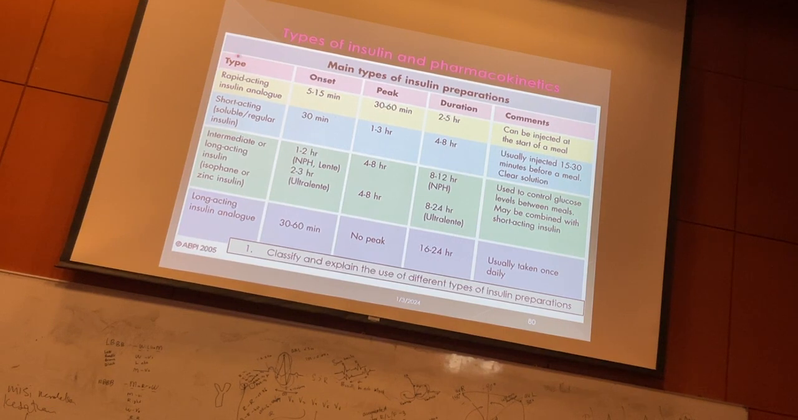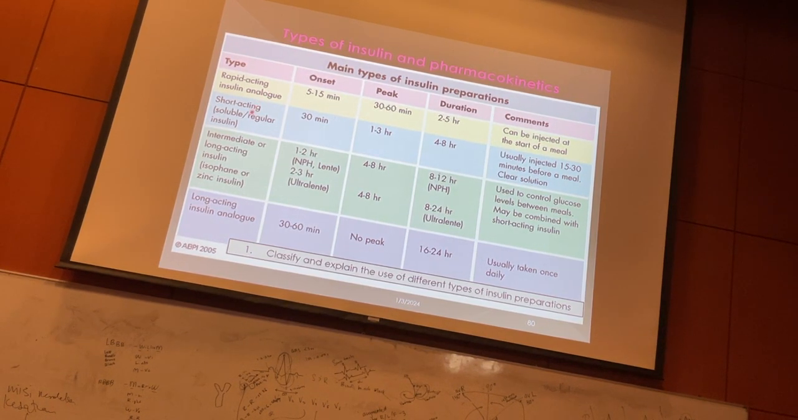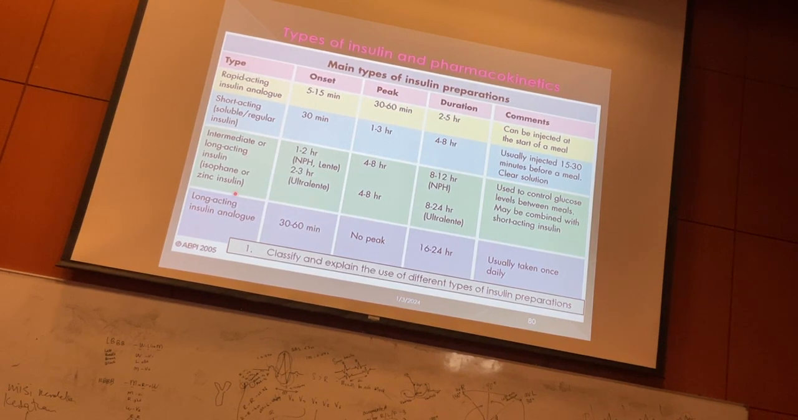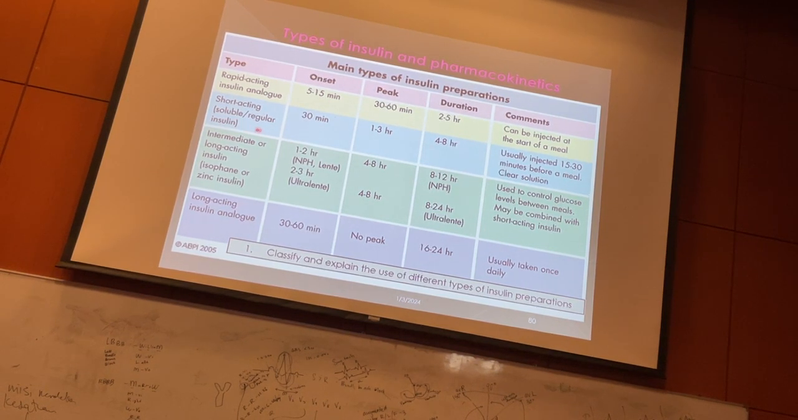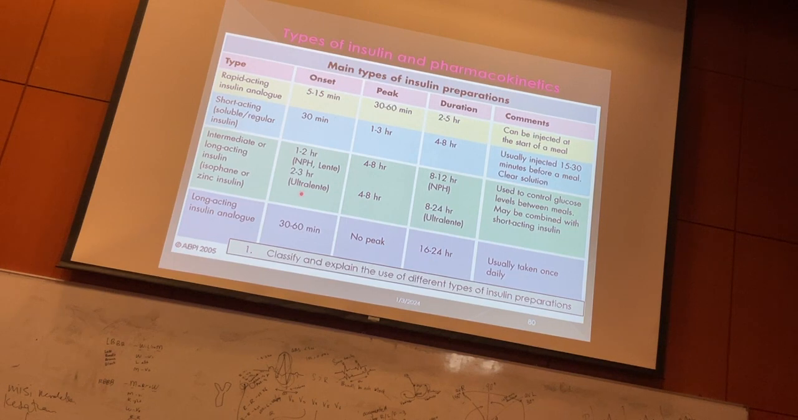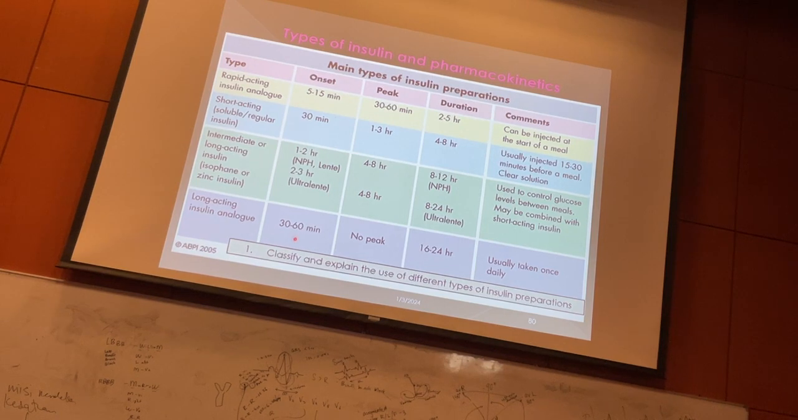So the types of insulin ada 4. Rapid acting insulin, short acting insulin, intermediate or long acting insulin, and long acting insulin. Okay, long tu maknanya longer lah daripada yang atas ni. Okay, so rapid acting within 5 to 15 minutes, short acting, the soluble or regular insulin is within 30 minutes, intermediate or long acting is between 1 to 3 hours. Okay, long acting insulin, the onset is 30 to 60 minutes.